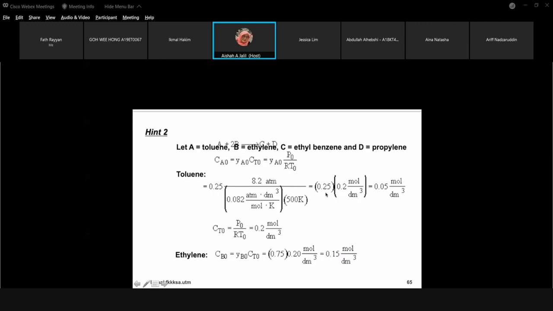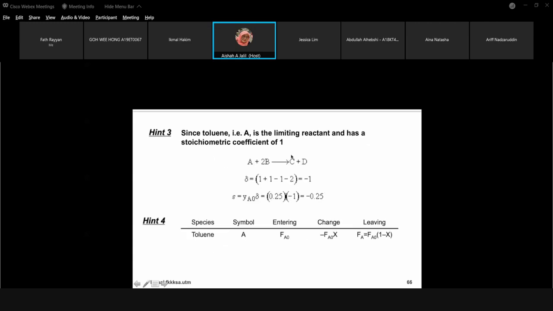The CN0 times this one. And then you can get this is the R. Be careful of the unit for the R. And then you can get the CN0 equal 0.05. This is if you want to calculate for the CT0. If you can remember, CT0 you can put in the table at the last line row. There is CT0. CB0 is YB0 times CT0.